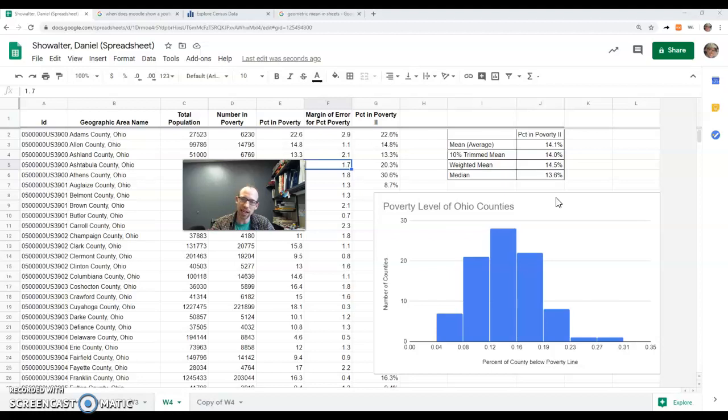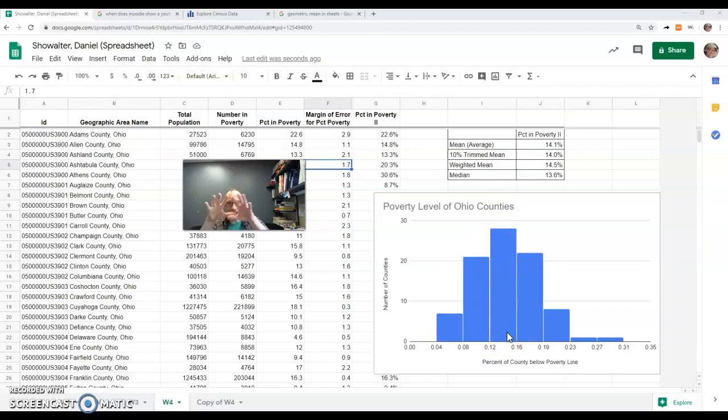It's certainly a different type of poverty than what we're seeing in other places. So that's the visual there. So let's now revisit our four measures of center. Notice that all of them are about at 14%, and 14% is right in between 12 and 16%. So they all line up pretty closely here in the middle.